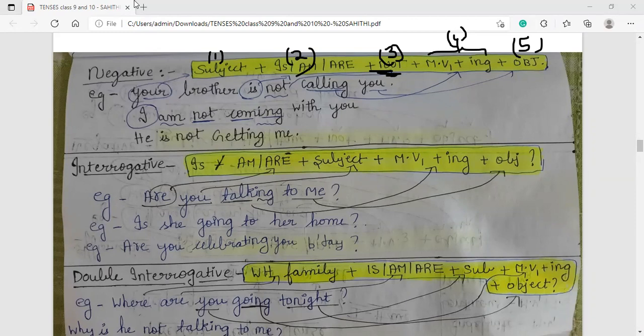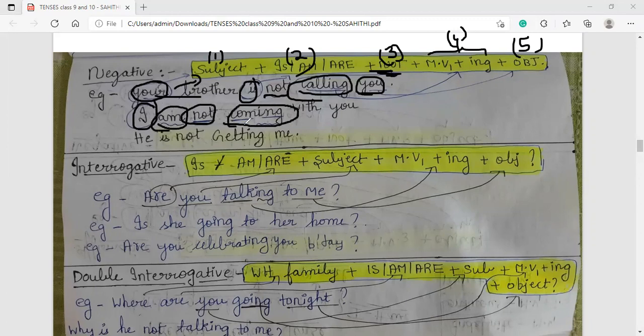Your brother is not calling you. Your brother is our subject. Is is our helping verb. Not is our negativity. Calling is the main form of verb plus ing, and you is the object. I am not coming with you. I is the subject. Am is the helping verb. Not is the negativity. Coming is the main form of verb plus ing. With you is the object.